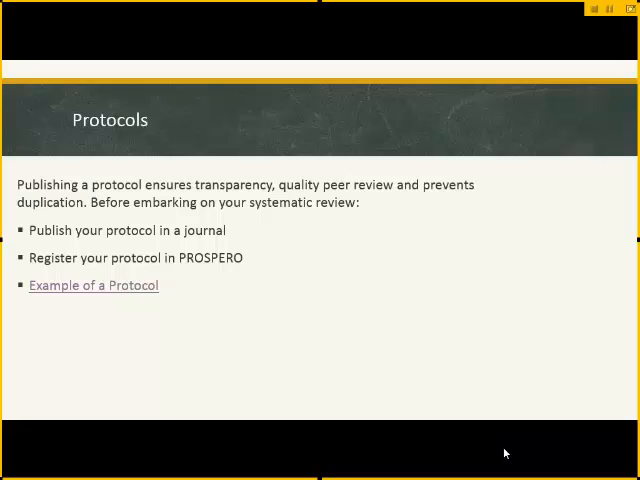There's one known as Prospero, which is the International Register of Systematic Review Protocols. If you publish in there, they don't peer review it, but they just hold your place. So before you even start doing your systematic review, have a look in Prospero and see what's already being done, what's in the works.